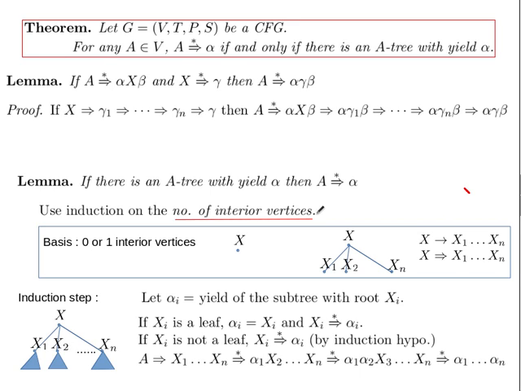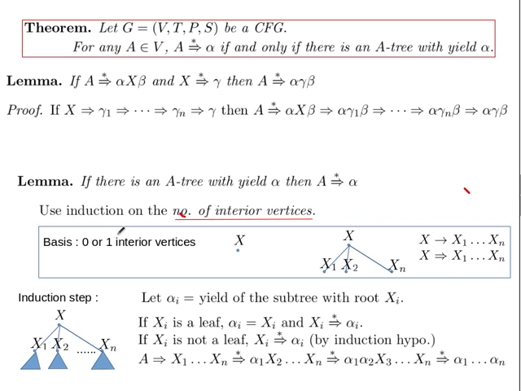So yeah, so now how to prove this? So we use induction, but induction on what? Induction on the number of interior vertices of this tree. Okay.